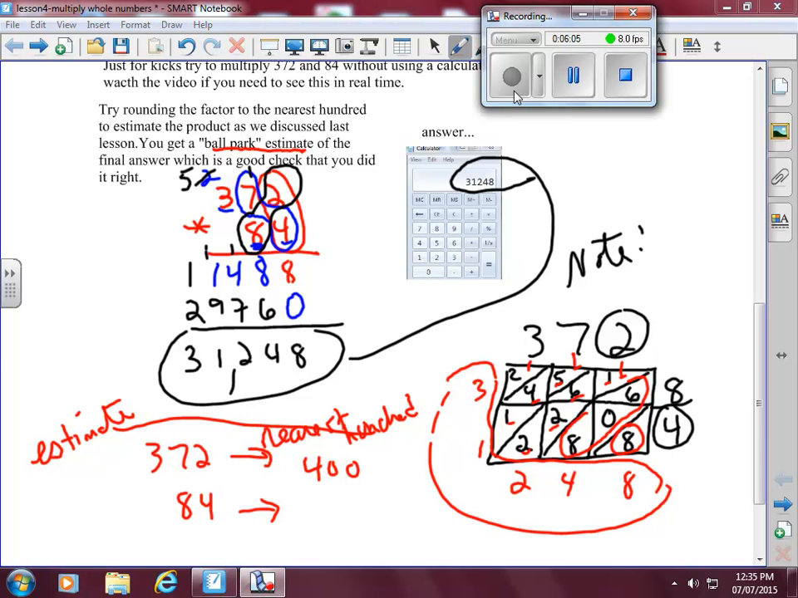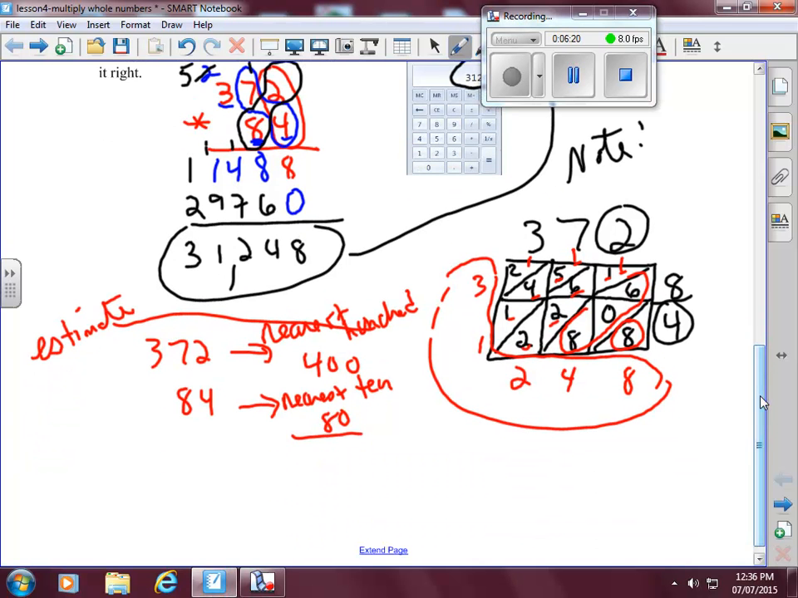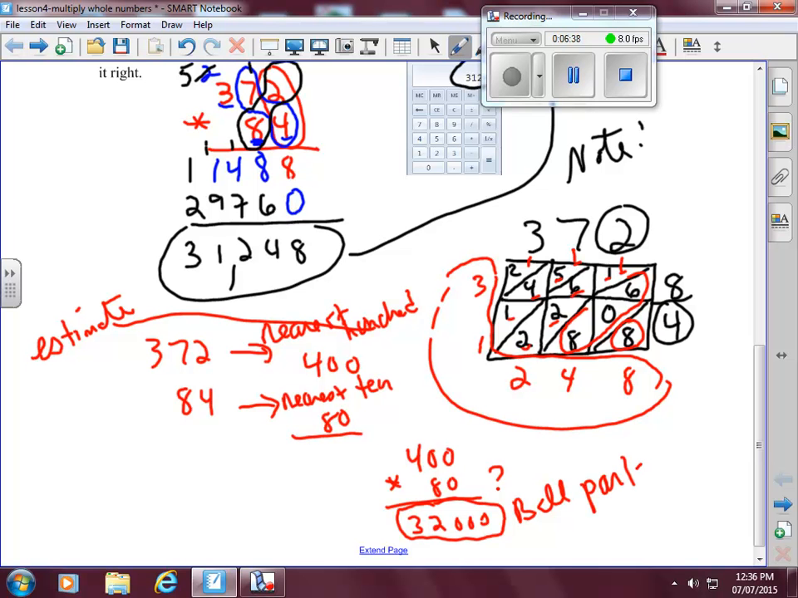I just realized I meant don't round 84 to the nearest 100. Round it to the nearest 10. Okay, so 84 rounded to the nearest 10 will be 80, right? So mainly you're taking two numbers that are now easier to multiply. So the question is, well, what's 400 times 80? Well, clearly that's 32,000. So what we're saying is that whatever the right answer is, it should be in the ballpark of 32,000.